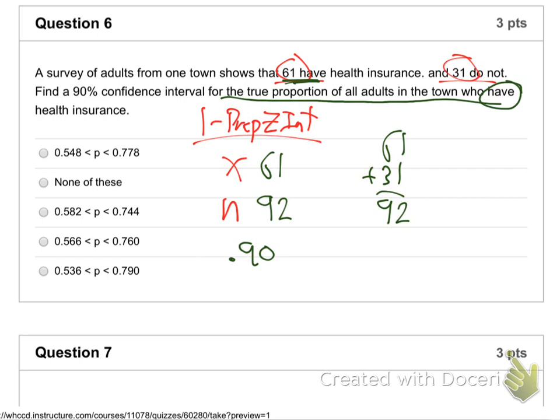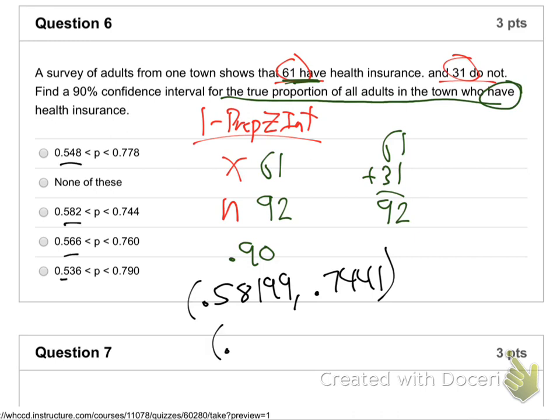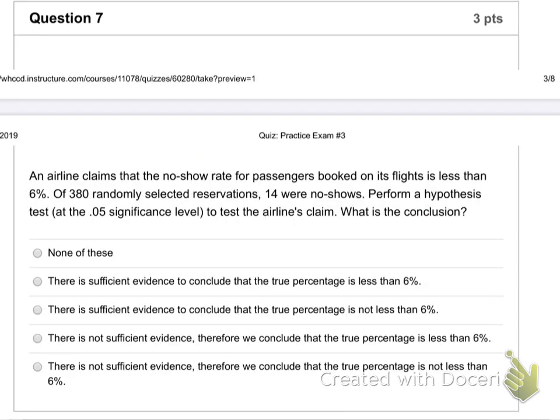And I'm getting an answer: 0.58199, comma, 0.7441. So it looks like they rounded them all to 3 places. So that'd be 582, 744. 582, yeah, right here. 582, 744. Good on that. All right, on we go to number 7.